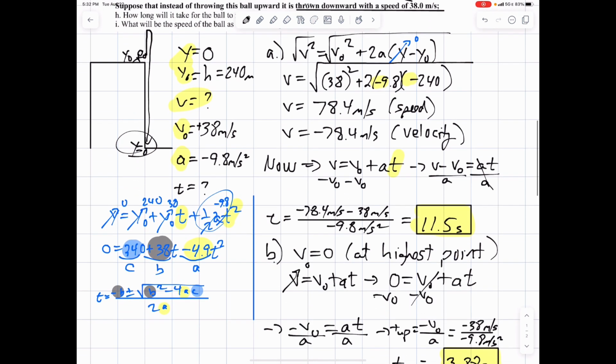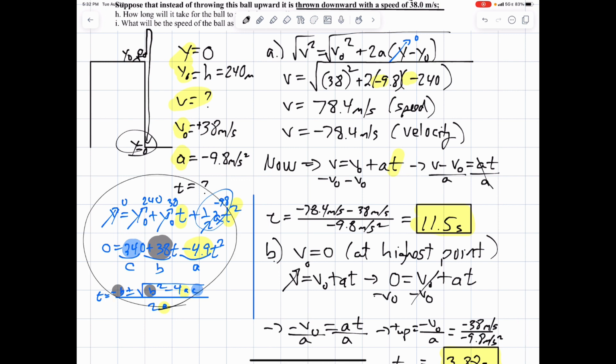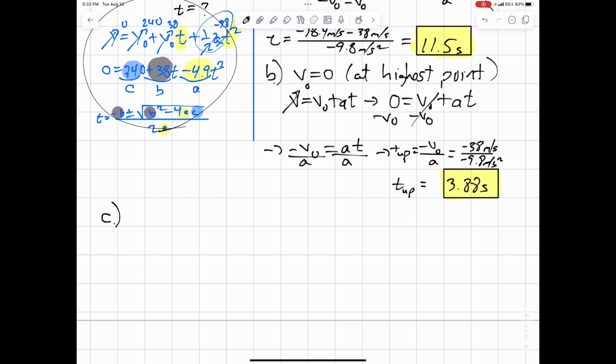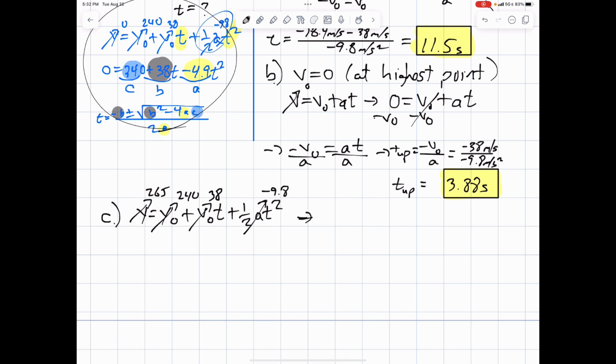Now let me actually try this problem using this method here. So y equals y naught plus v naught t plus 1/2 at squared. So y would be 265, y naught would be 240, v naught I'm going to plug in 38, and a I'm going to plug in negative 9.8. Normally I would isolate the equation first, but anytime it's a quadratic equation, just go ahead and plug in. It'll be easier to solve using the quadratic formula.